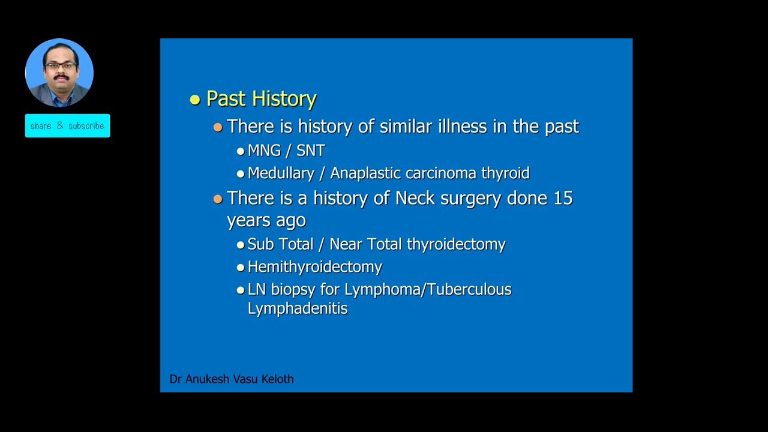So there is a history of neck surgery done 15 years ago. If there is a history of similar illness and some surgery was done, then this would be the way of saying it. So which surgeries can occur? A subtotal or a near total thyroidectomy or a hemithyroidectomy. All three of them are known where you have left some gland behind, and so recurrence can happen. In the case of lymph node biopsy for a lymphoma or tuberculosis or tuberculous lymphadenitis, again the pathology may still be recurrent or can reappear. So these are the conditions where you can have a recurrent neck swelling. There are many more, but these are the relatively more common conditions.